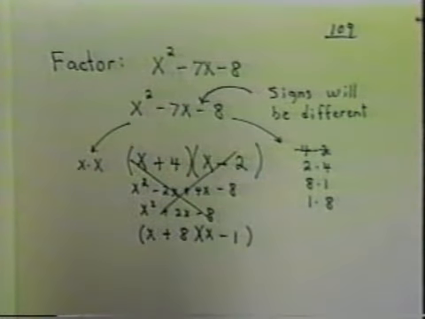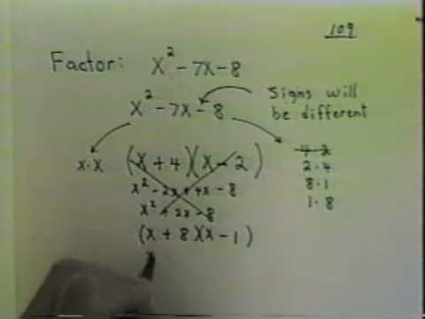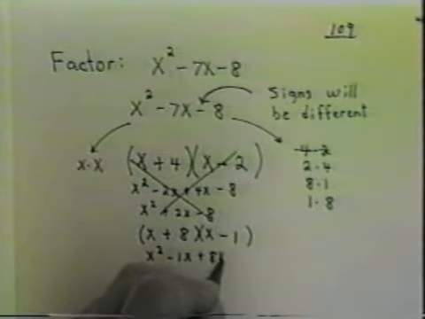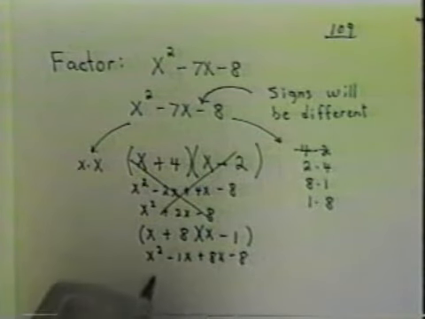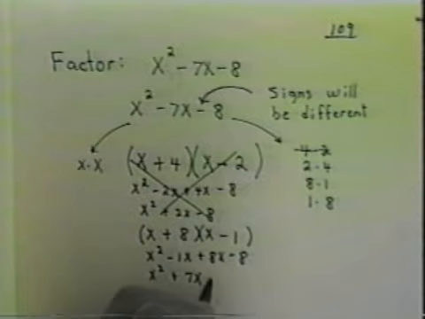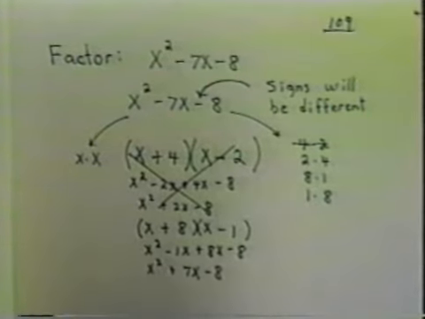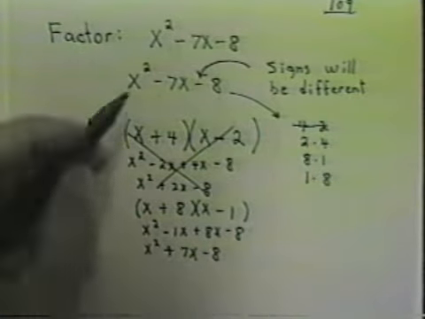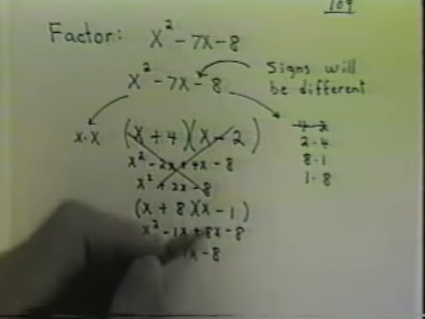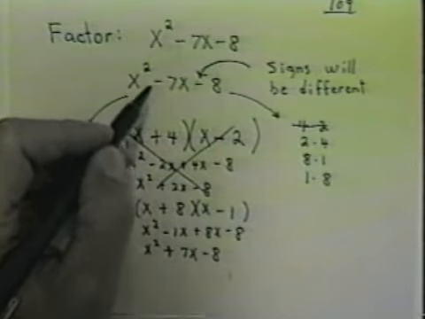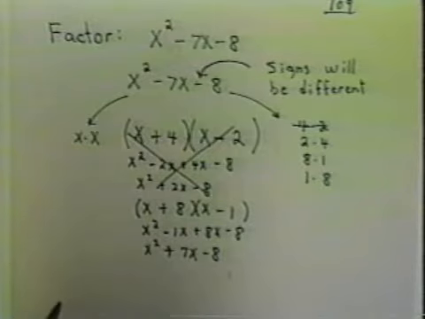When I multiply now, I get x squared minus 1x plus 8x minus 8, which gives me x squared plus 7x minus 8. Now notice in this case, it checked except for that first sign. Notice the x squares are the same, the 7x, the 8, and the negative. But my problem has a negative 7x, my check had a positive 7x.